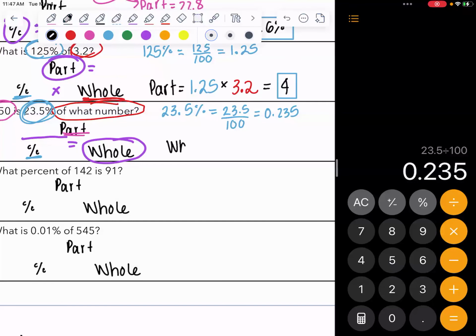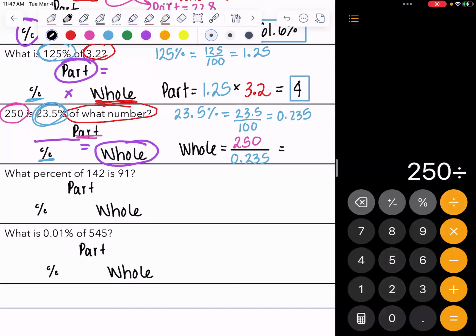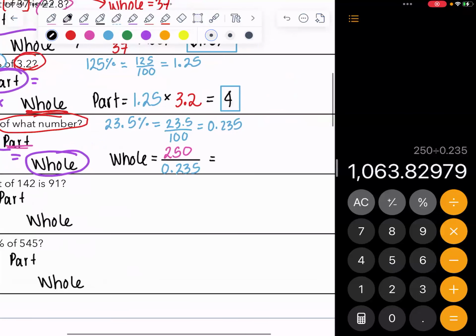We need to find the whole. That's going to be the part, which was 250, divided by the percentage in decimal form, divided by 0.235. We take 250, divide it by 0.235, and we're rounding this to the nearest tenth. We have 1063.8.